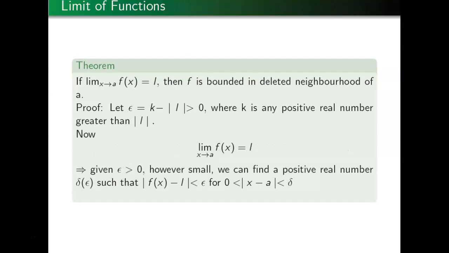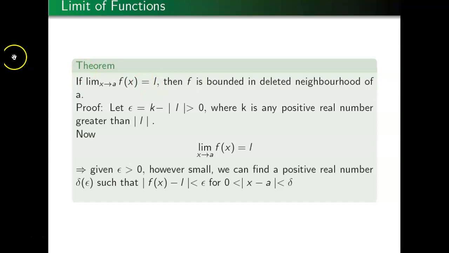Let us continue with the second theorem. The second theorem says that if the limit as x tends to a of f(x) is equal to L, then the function f is bounded in the deleted neighborhood of a. This is the point a at which the limit of the function is given as L. We want to prove that f is bounded in the deleted neighborhood of a. Deleted neighborhood of a means we are talking about the delta neighborhood of a, but in this neighborhood, point a itself is excluded. That is called the deleted neighborhood of a.